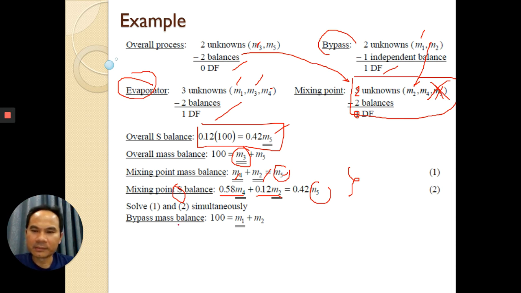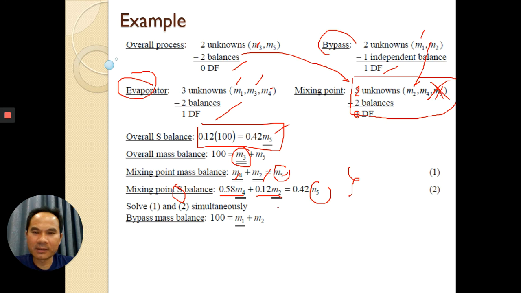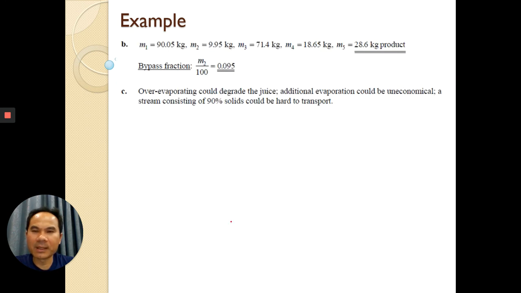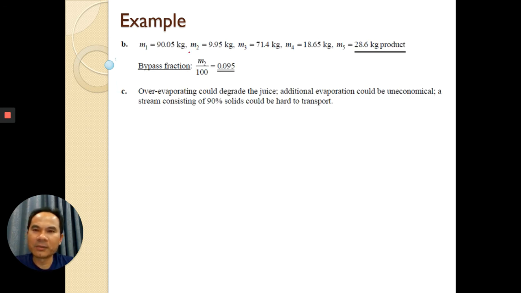And then you balance on the bypass. Total mass on the bypass: 100 kilograms equal to M1 plus M2. You know M2 from before, and then you solve for M1. Now you can solve all of M1, M2, M3, M4, M5. And also the bypass fraction, which is the bypass divided by the feed.